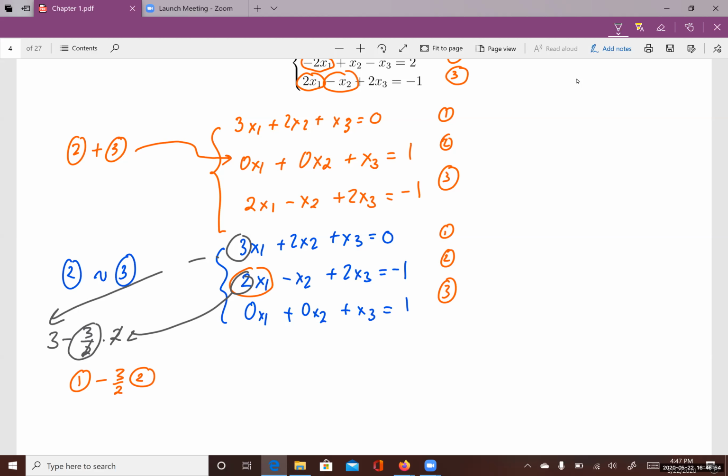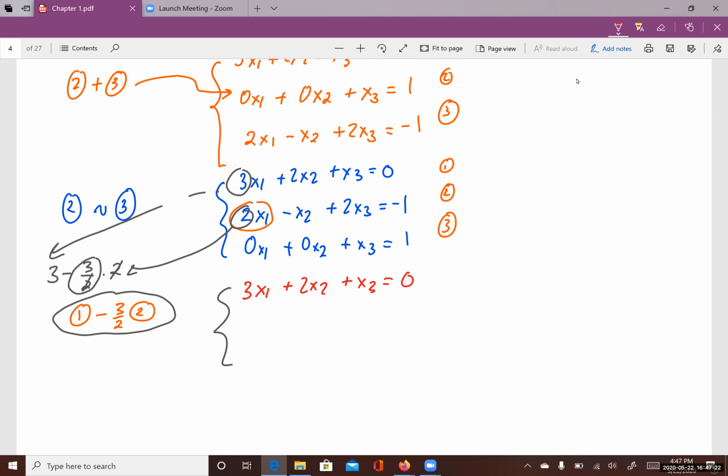So 3 minus 3 is 0. So this is the right operation that I want to do. All right. So if I apply this operation onto the second equation and I replace the second equation by the result of this operation, what will I get? The first equation will still be the same, right? I'm not going to do anything with the first equation because it's in the correct form.